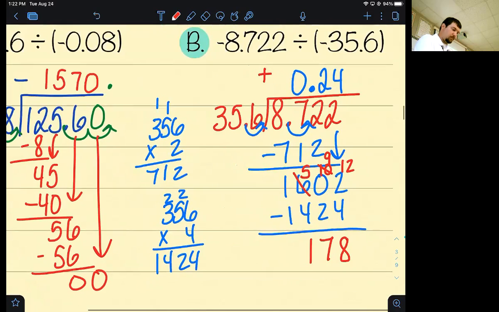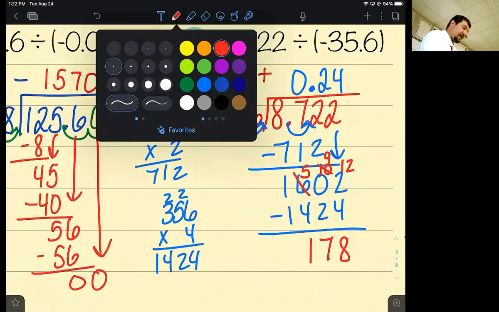Okay. Now, if we reach the end of the problem and we still are not finished because we have a remainder, we just start adding as many zeros as are necessary.